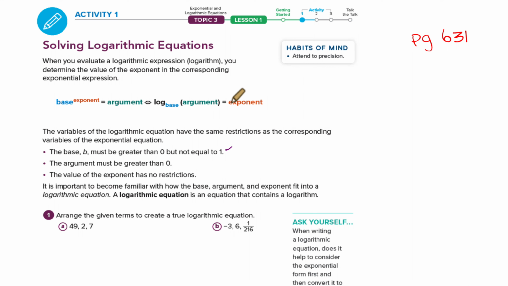Okay, and remember, if the exponent is negative, suppose we have a negative value. I'm just going to say 10, and we put a negative exponent. That doesn't mean that our result is negative. Our argument would not be negative. Remember, that means it's 1 over 10 to the positive 4. So it can't be a negative on the base, can't be a negative on the argument, but it can be a negative exponent. The value of the exponent has no restrictions. It's important to become familiar with how the base, argument, and exponent fit into a logarithmic equation.